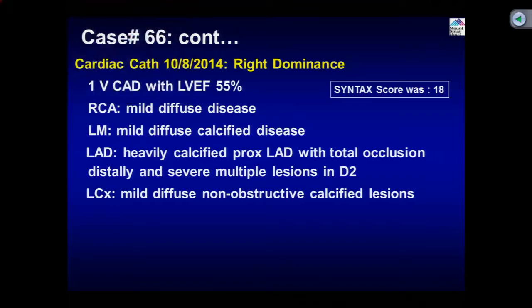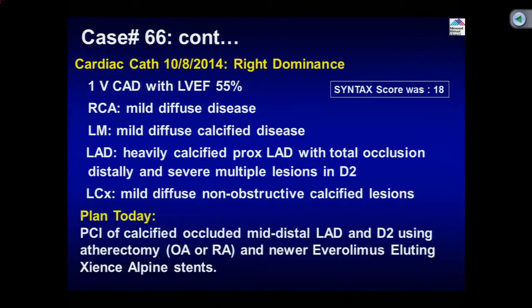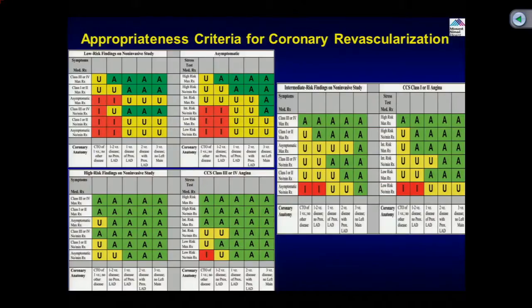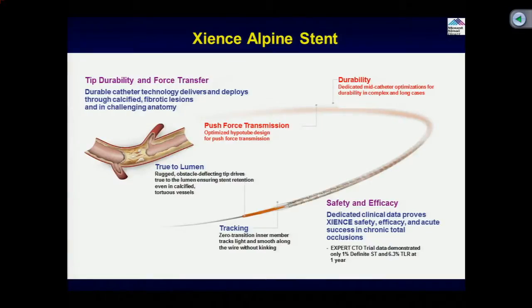This patient has a SYNTAX score of 18. The plan today is this calcific mid to distal LAD. We will use some kind of atherectomy technique, whether rotational or orbital, and try to use a newer everolimus-eluting Xience Alpine stent. Alpine is the new generation. The Xience Expedition came as an addition to the earlier Xience stent designs, and the Expedition had a very short life, in my opinion, replaced by Alpine.